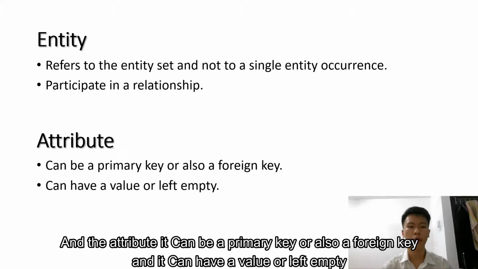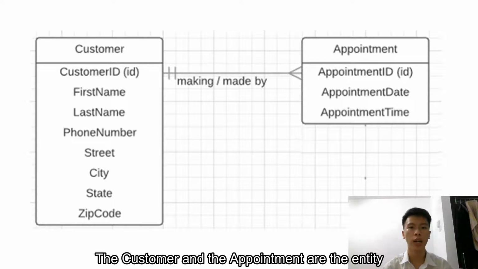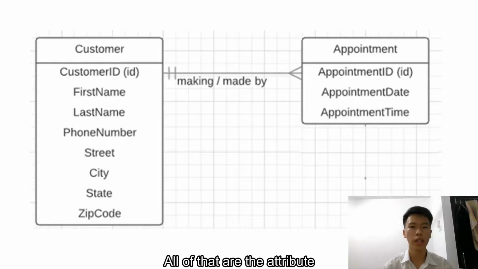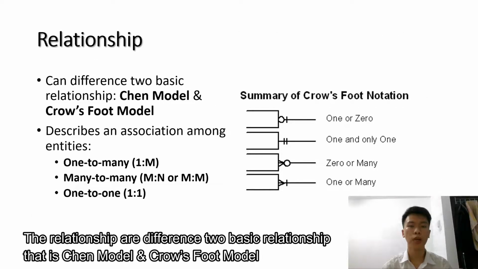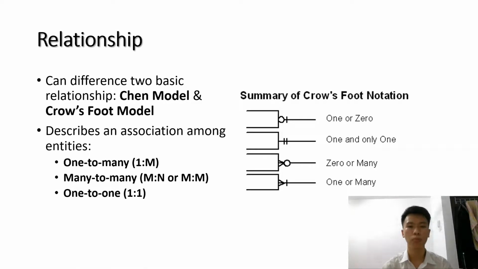Here is a very simple example showing that the customer and the appointment are the entities, and the customer ID, first name, last name, appointment ID, appointment date, and appointment time are all attributes. The relationship has two basic models, the chen model and the crow's foot model, and it also describes one-to-many, many-to-many, and one-to-one relationships.